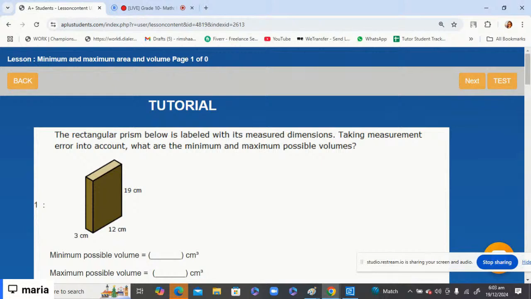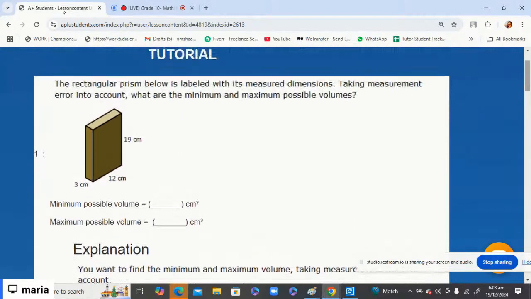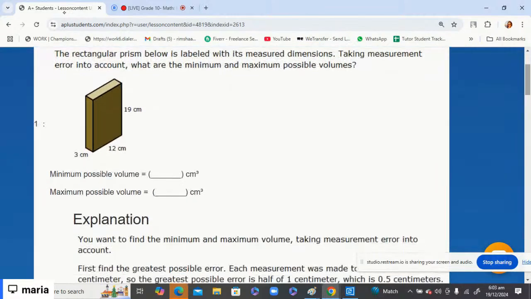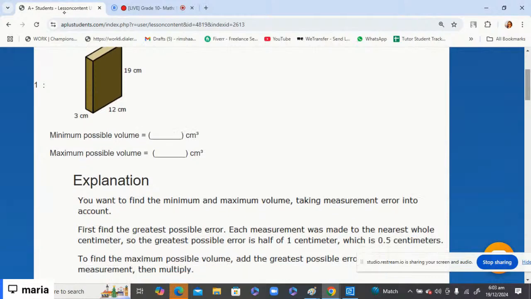So here the question is: the rectangular prism below is labeled with its measured dimensions. Taking measurement error into account, what are the maximum and minimum possible volumes? Here the prism is given, okay? So we see that the length, width and height are given, that is 3, 12 and 19.